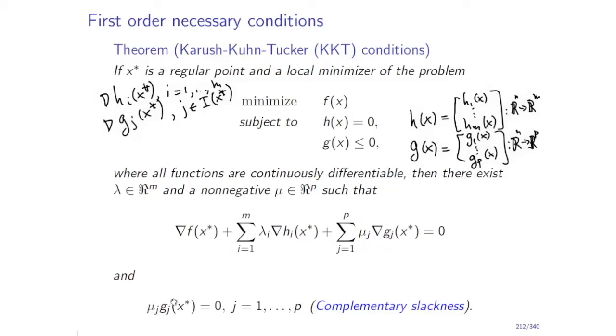If, let's say, g_j was an inactive constraint at the point x star, this would mean that g_j of x star is strictly less than 0. And because we have complementary slackness, this would mean that mu_j is 0. But this would also mean that we essentially eliminate the part corresponding to the jth constraint from this sum here, because mu_j is equal to 0.